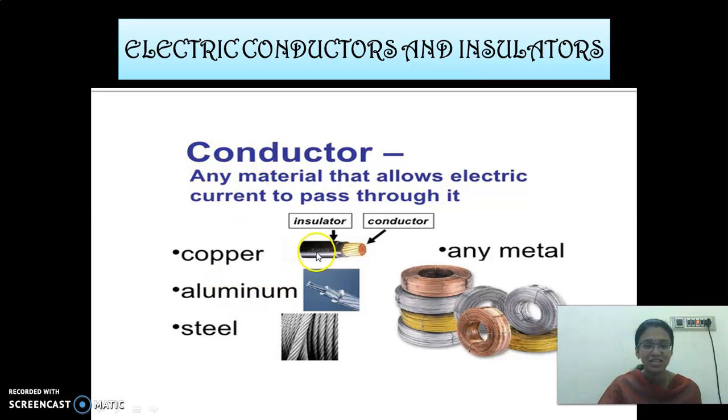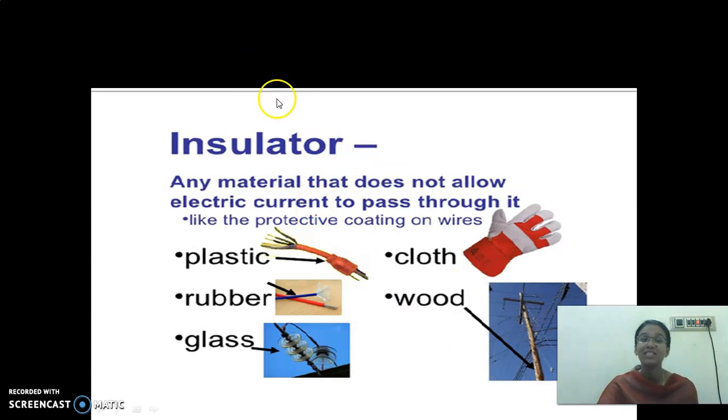Look at this picture, children. So what is this? This metal, that is the conductor, is surrounded by an insulator. So both conductor and insulator materials are used in preparing electric wires. Next thing, look here. What is this? Insulators. Any material that does not allow electric current to pass through it is called an insulator.